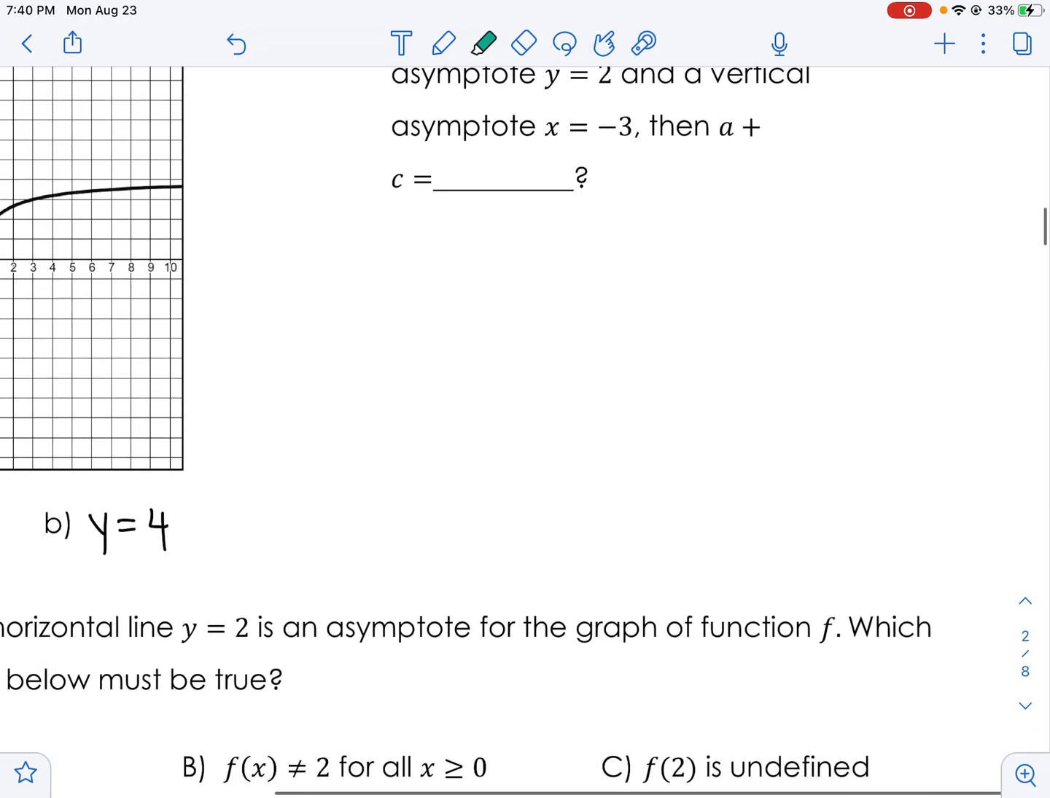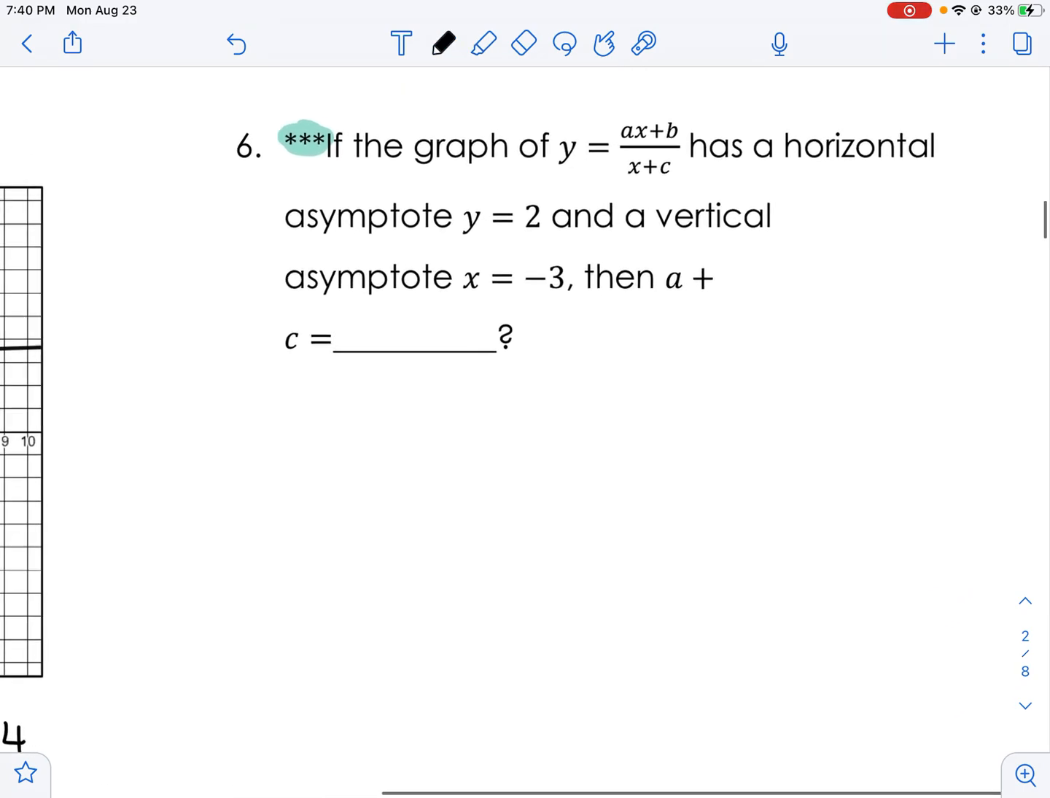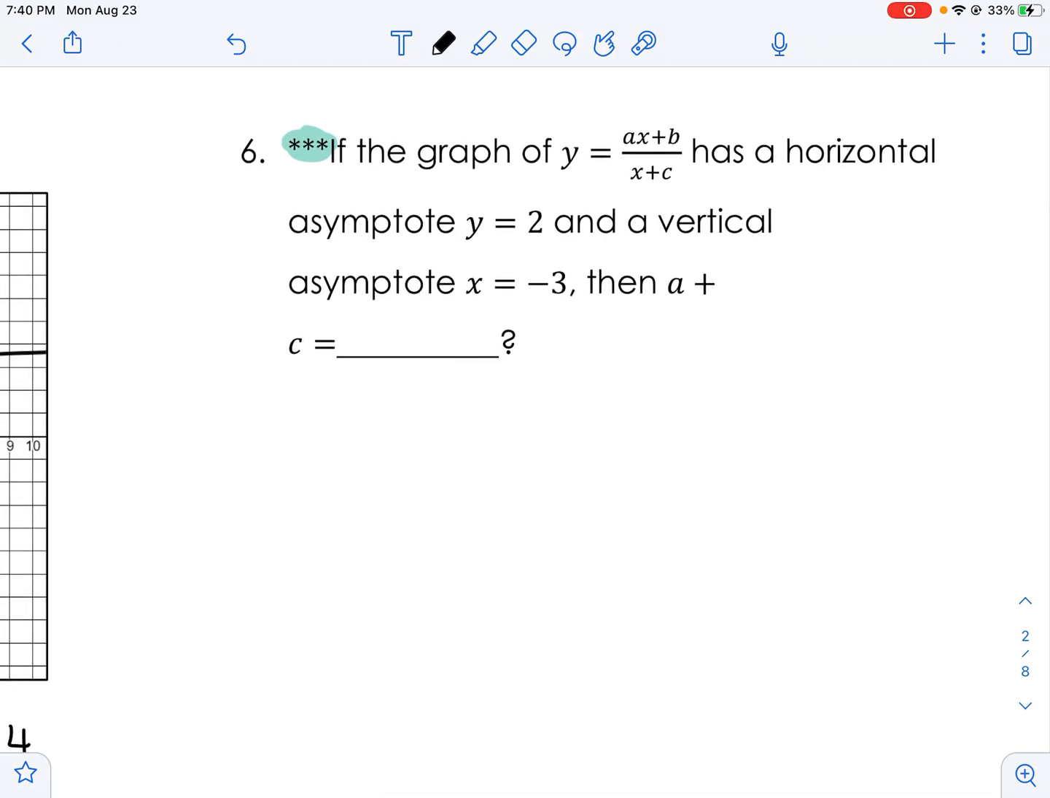Okay, looking at number 6, again, when you see the asterisk like this, that means this was a previous AP question. So let's look at it. If the graph of y equals ax plus b divided by x plus c has a horizontal asymptote of 2 and a vertical asymptote of -3, then what is a plus c? Okay, so how we can figure this out is first, let's talk about the asymptote.